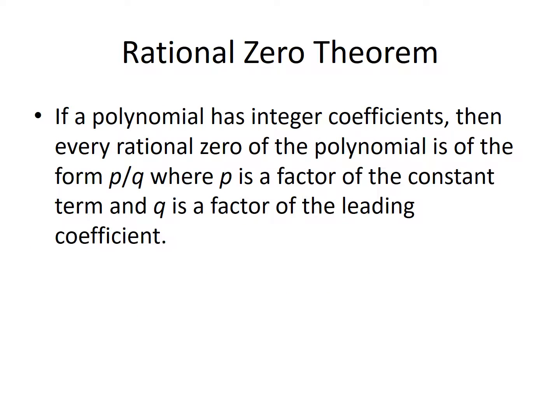The rational zero theorem is stated here. If a polynomial has integer coefficients, then every rational zero of the polynomial is of the form p divided by q, where p is a factor of the constant term and q is a factor of the leading coefficient.